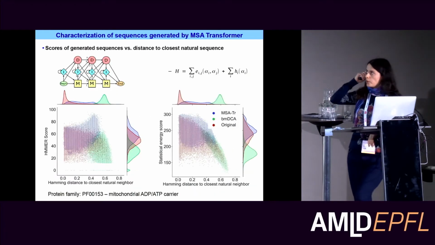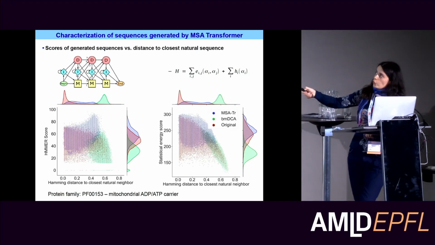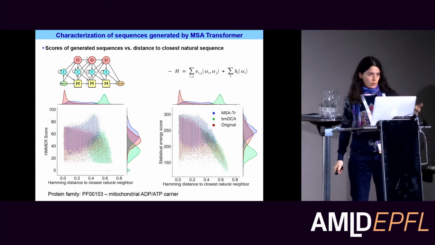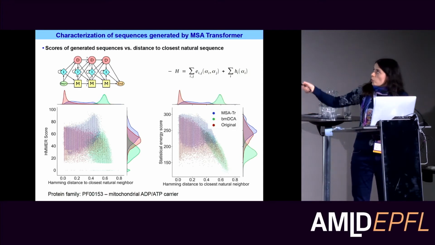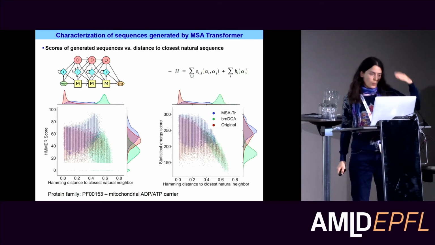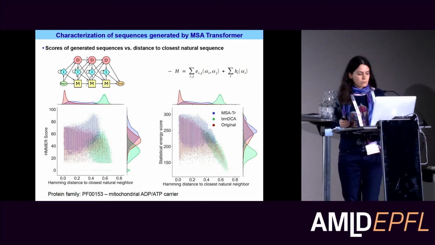And so let me show you now a comparison between the natural sequences and the generated sequences by both the Potts model and MSA Transformer. So here you can see two different types of score. The first score is a hidden Markov model-based score, which is called the HMMER score, and it's a score that is used to determine homology in protein sequences. The second one is the score that is actually derived from the Potts model, which is the energy value, minus the energy value in the Potts model. In both cases, higher scores means that the protein is fitting better in the family.